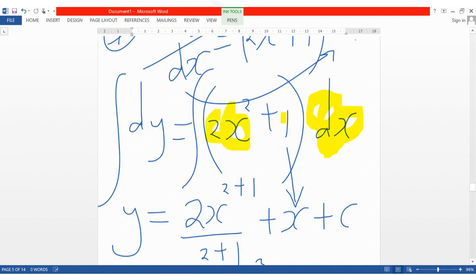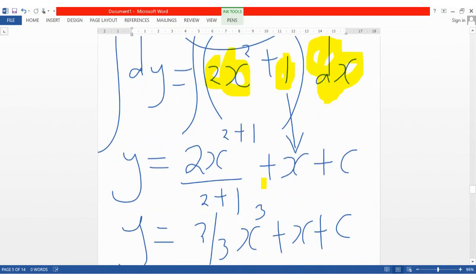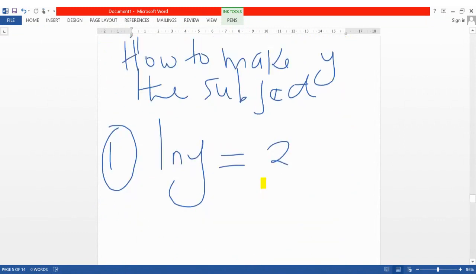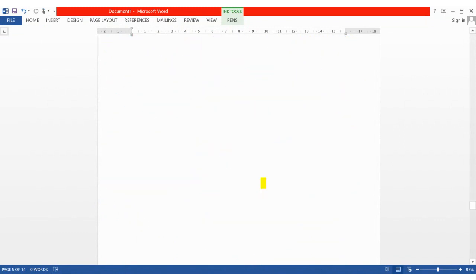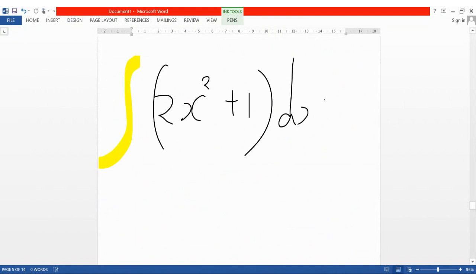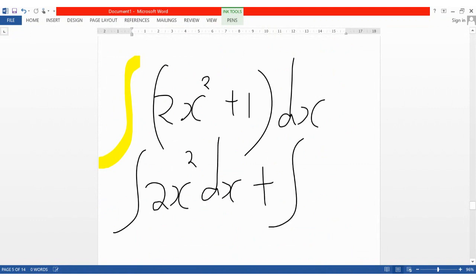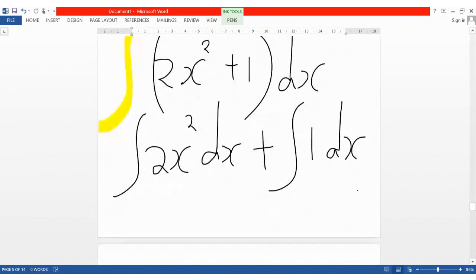So remember, when you open up the bracket here, let me give you what you shall be able to have. We were integrating 2x squared plus 1 dx. I jumped a step. So when you open this one, you'll get 2x squared dx plus the integration of 1 dx. We said we can distribute the integration. It means that I'm integrating this function in terms of x, and I'm integrating one in terms of x.